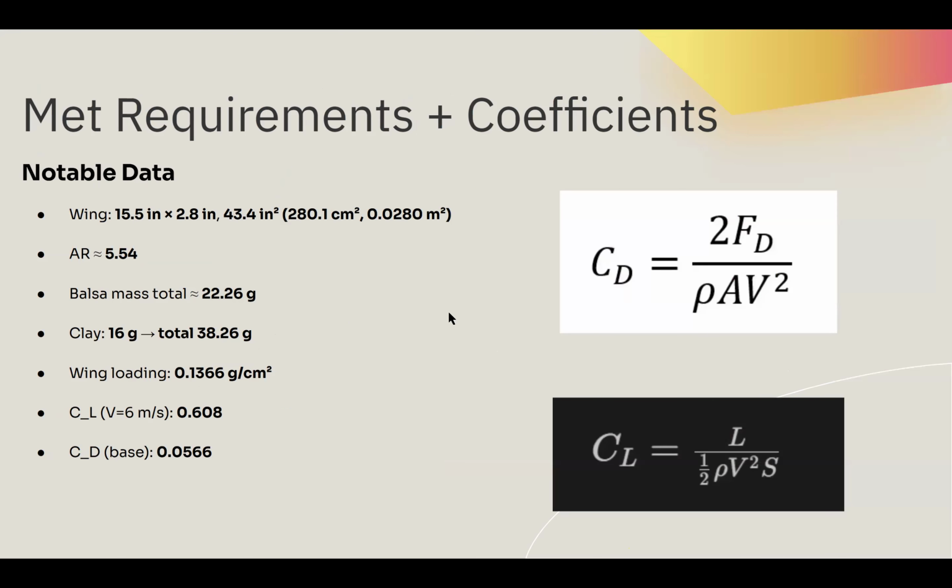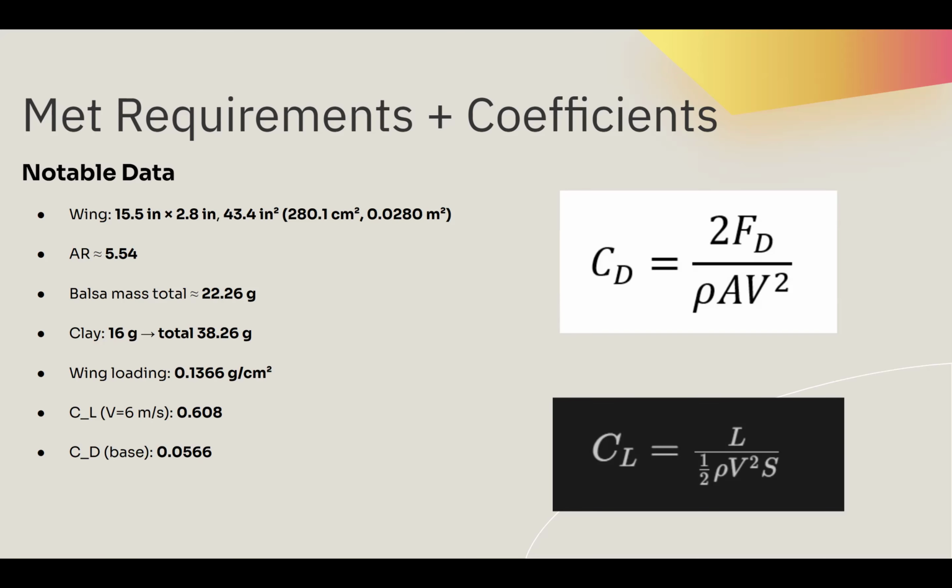And then our wing area was about 43.4 square inches, giving us an aspect ratio of about 5.54, which does meet the requirement of 5. Our total glider mass was approximately 38.26 grams, with 22 grams being balsa wood, and this kept us well above the 50% balsa requirement. Our wing loading was 0.1366 repeating grams per centimeter squared, which is significantly below the max allowable 0.5 grams per centimeter squared.